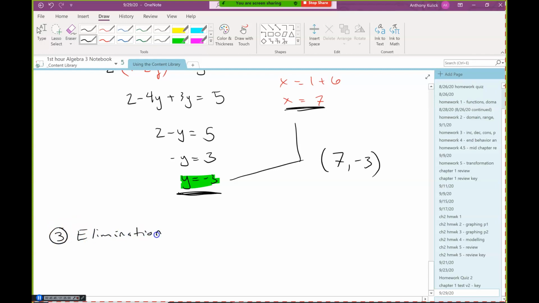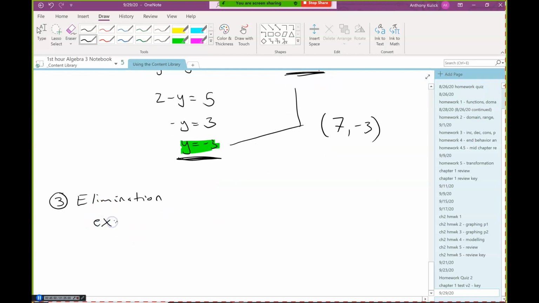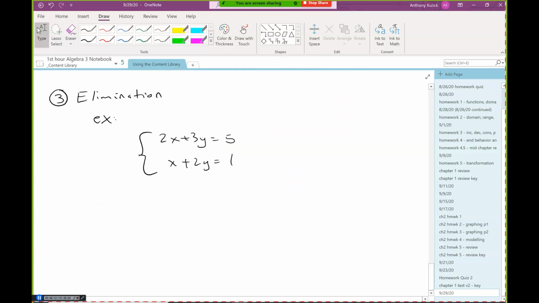The third method is elimination. So again, I'm going to solve this same system we've been using as our example. So the idea with elimination is that I'm going to multiply one or both of my equations by some constant, like a number. And the number could be different if I'm multiplying both equations, so that when I add the two equations together, one of the variables will cancel out.